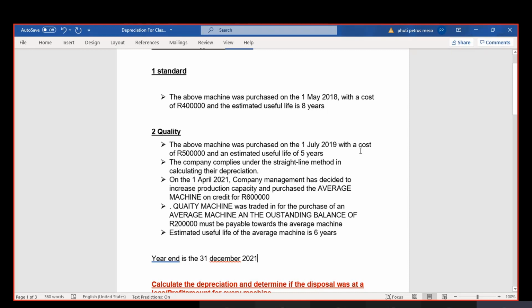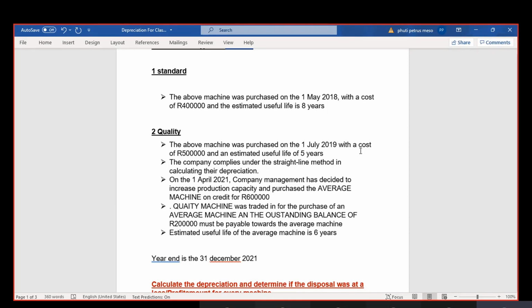My question started with two types of machine with the addition of a new one. The first machine is the standard machine, and the second one is the quality machine, and we had the other one that was integrated with the quality, which is called the average machine. Okay, so the first one says that the above machine was purchased on the 1st of May 2018 with a cost price of 400,000 rand, and the estimated useful life of this machine is 8 years.